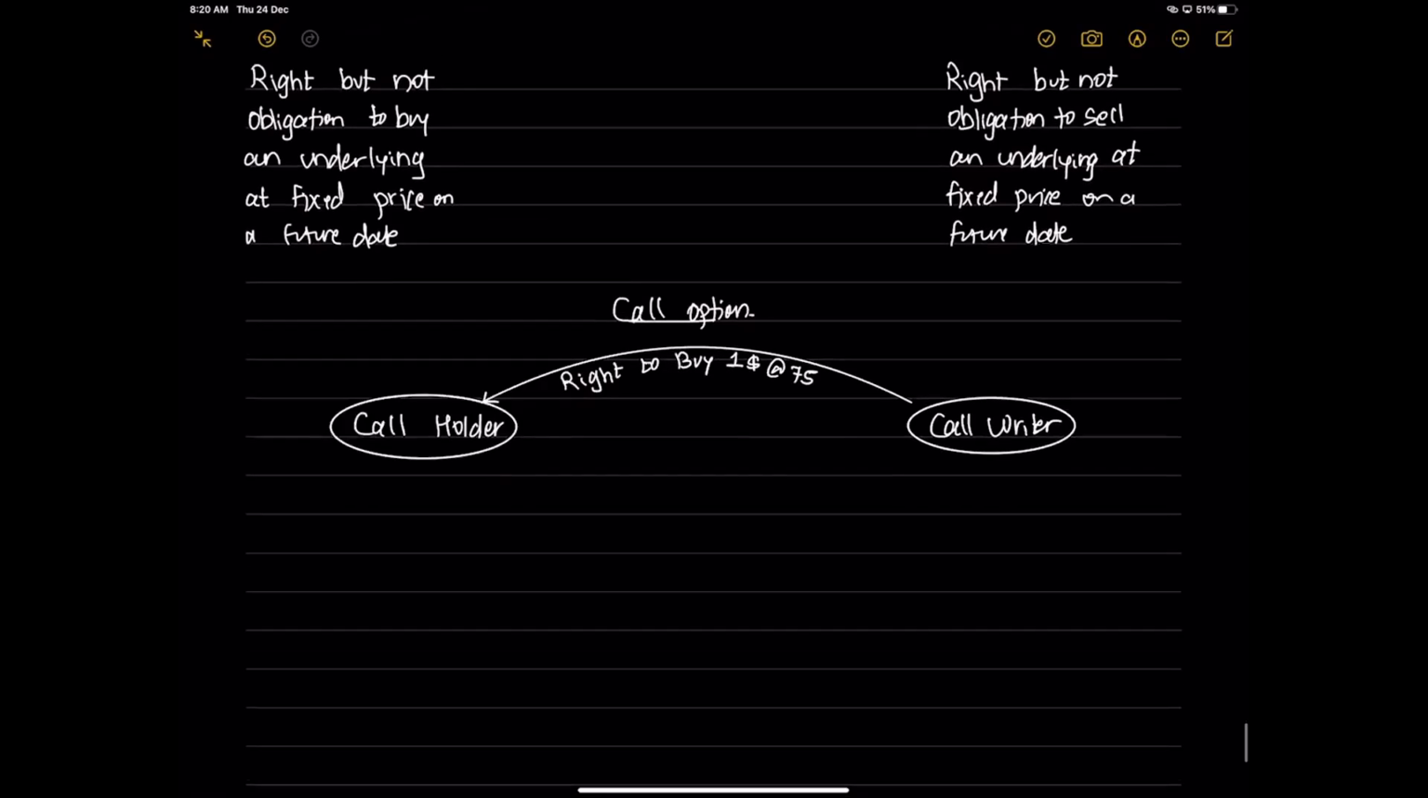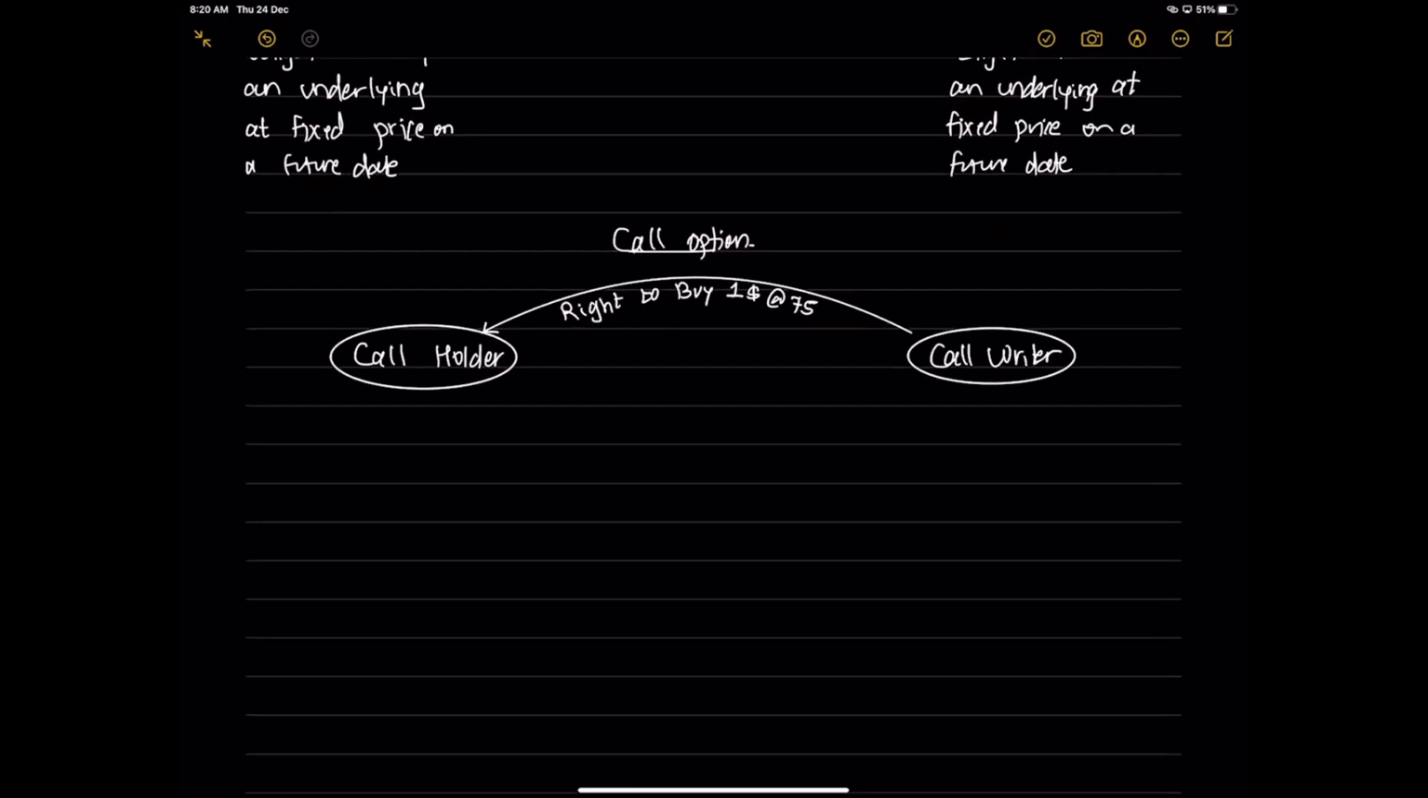Now, when we say right, let's elaborate on this. Right, this is not an obligation, by the way. So what do you mean by the right to buy at 75? Suppose the dollar rate is 78, maybe right to buy $1 at 75 after, let's say, 2 months. So if I say after 2 months, if the dollar rate becomes 78, what does that imply?